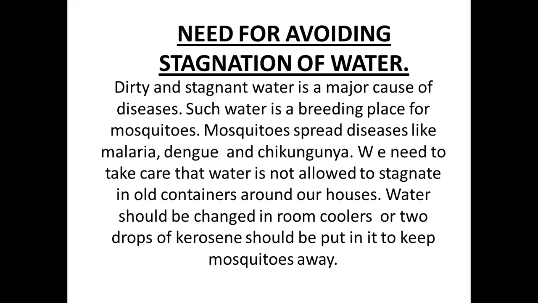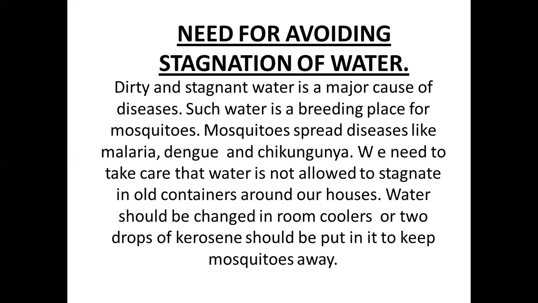Otherwise, it will become a breeding place for mosquitoes. Mosquitoes lay eggs in that, and they will be hatched. And mosquito bite causes diseases like malaria, dengue, etc. So we should change the water, and we should not allow water to stagnate in or around our houses, in old or broken containers of our house or around our houses.